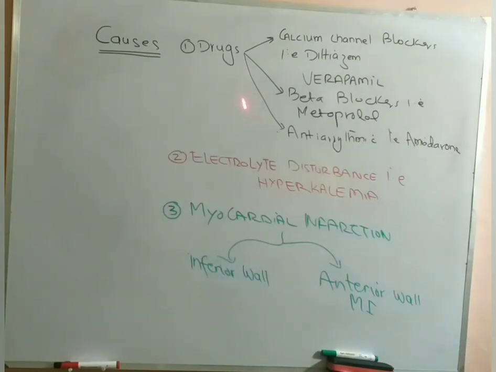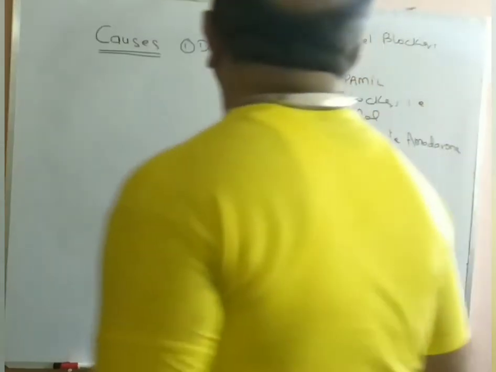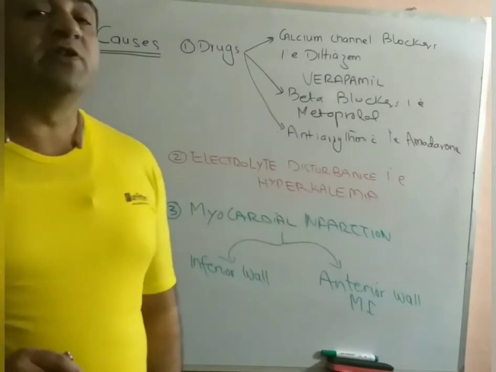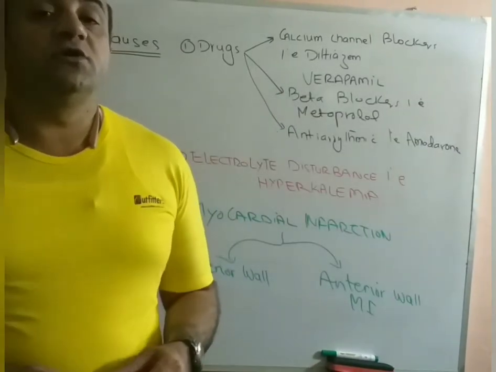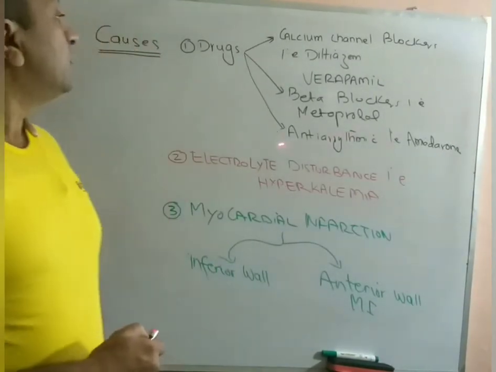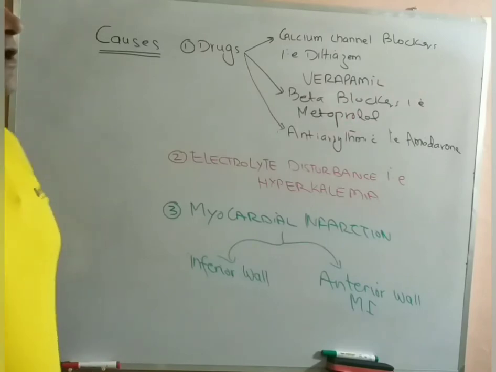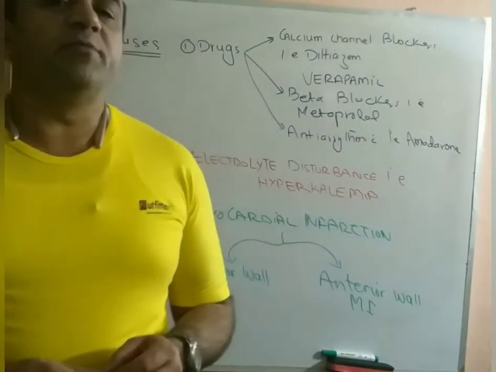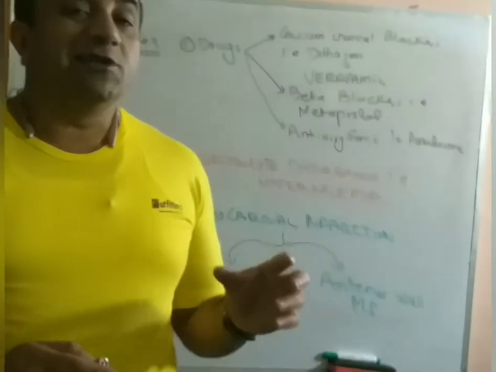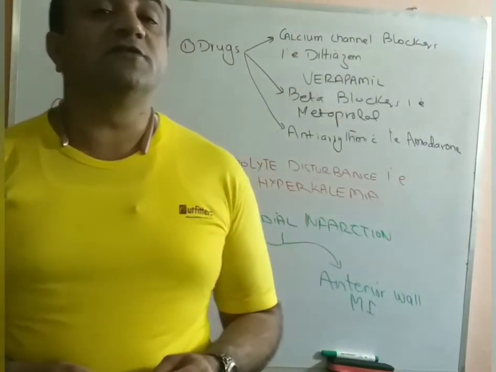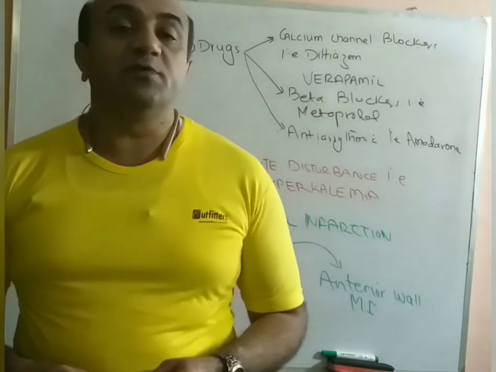One is the drugs. In the drugs we have calcium channel blockers, and the most important are diltiazem and verapamil. These two calcium channel blockers are very familiar to doctors as one of the causes of complete heart block, because they block the AV node. Then there are beta blockers like metoprolol, which are also AV nodal blockers. One very important thing to remember is to never ever give these two types of calcium channel blockers and beta blockers together, because it increases the chances that the patient will ultimately develop complete heart block.